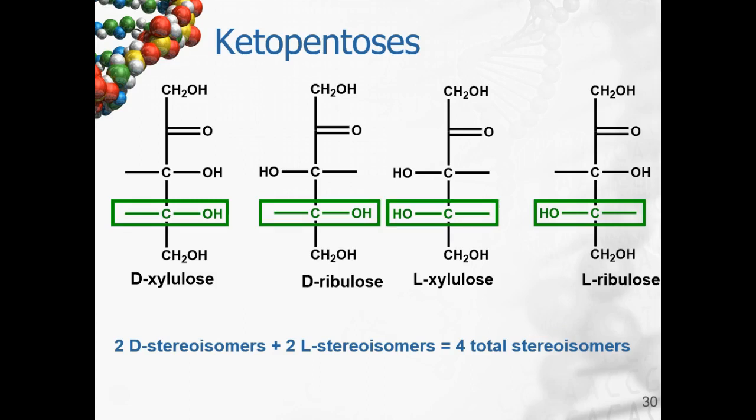And again, to convince you of the naming, I've put a box around the first chiral carbon from the more reduced end, and you can see that where the OH points to the right, it's a D sugar, and where the OH points to the left, it's an L sugar.